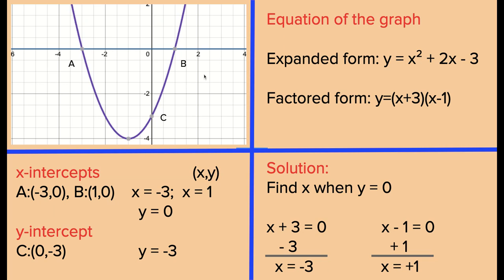And you can actually use this graph to help you with factoring. Here, if you have the expanded form, you can put this in Desmos. And in Desmos, you will get the graph. And the graph will show you the 2 points where it crosses the x-axis. And those 2 points would give you the factored form of the expanded form. So in this case, it would be x plus 3 and x minus 1. Try it.